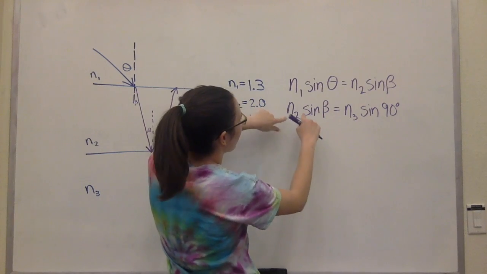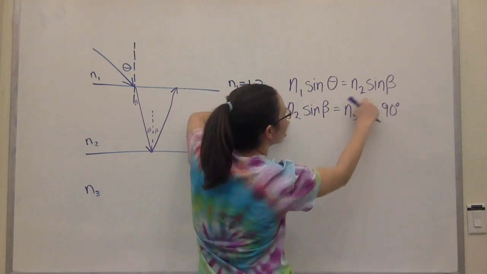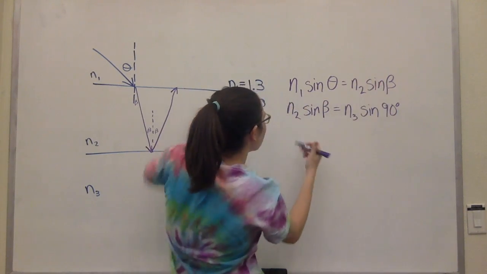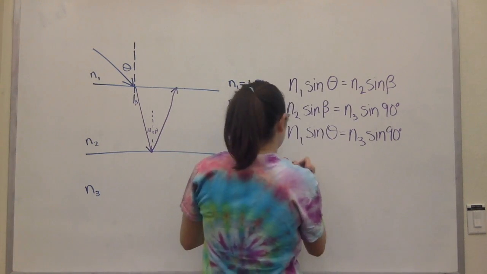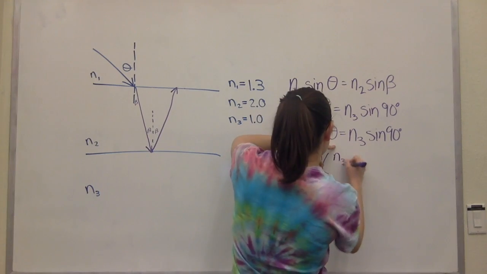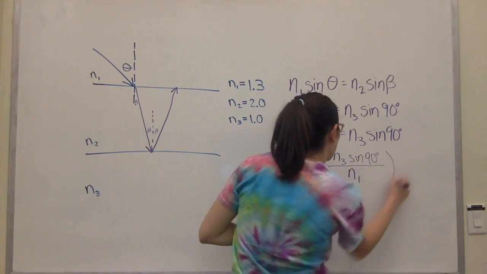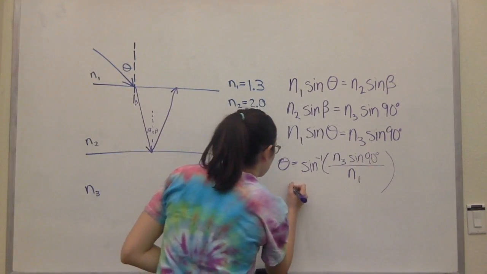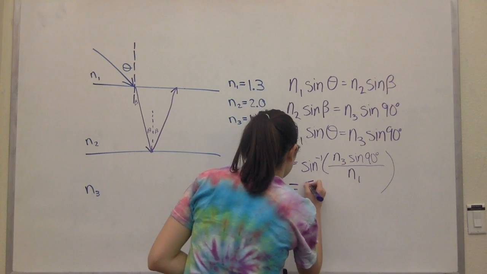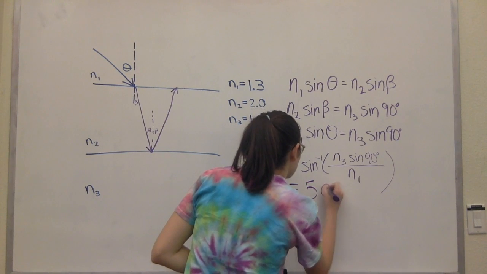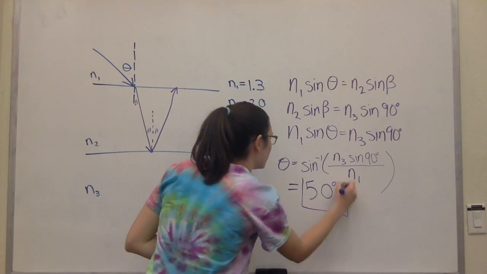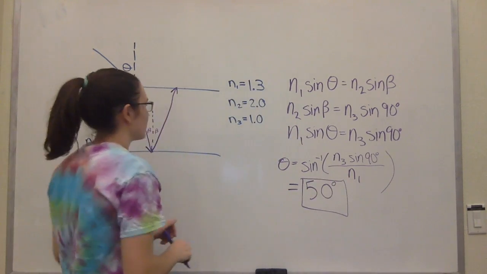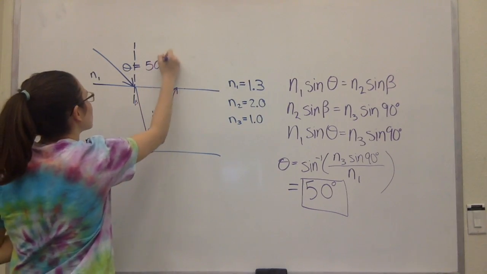Now you notice that n2 sine beta is in both of these equations, so instead of keeping the equations and solving for one and then the other, you can combine them to be n1 sine theta is equal to n3 sine of 90. Solve for theta. You find theta is equal to the inverse sine of n3 sine 90 over n1. And when you plug in the values for n1 and n3, you find that theta is equal to 50 degrees.